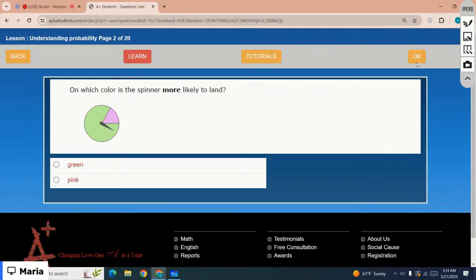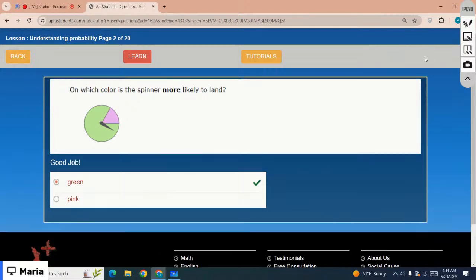On which color is the spinner more likely to land? So the one that has the greater portion is the one on which it is more likely to land, right? So the correct option is green, because most of the portion of the spinner is green, so it is most likely to land on green.